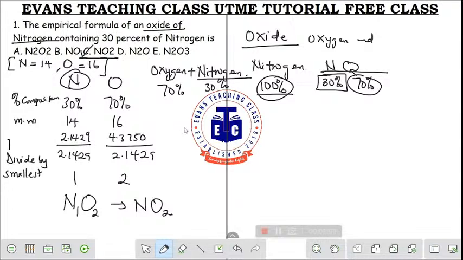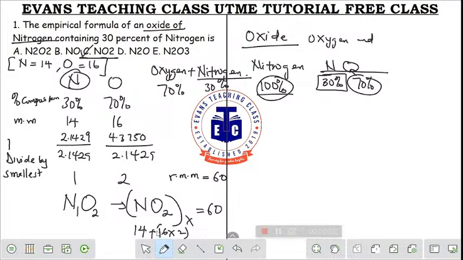So this is how to find the molecular formula. If they ask you to find the molecular formula, they will give you the relative molecular mass. Maybe they say it is 60 or something like that. So what you do is you say 60, right? Then you input your molar mass. So it will now be 14 plus 16 times 2.